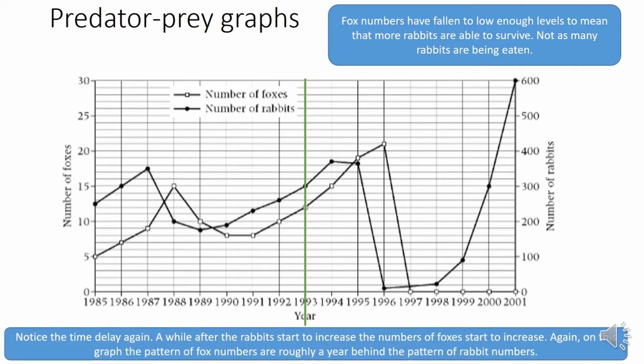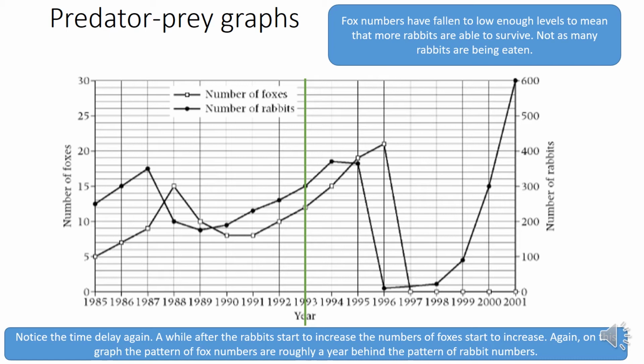One thing to notice is the time delay. So this is the same as before. It takes a little while after the rabbits start to increase before the numbers of foxes start to increase again. So on this graph, it's roughly about a year or so.